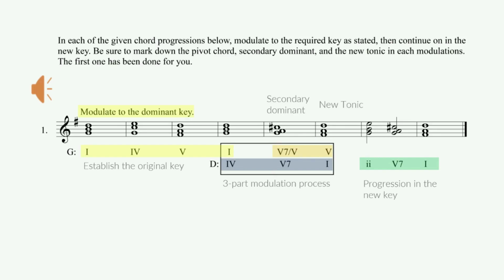The secondary dominant is labeled as 5-7 of 5 because it is D major's dominant 7th. The new tonic is indicated as 5 from G major because we have modulated to D major. Should we choose to, we can pivot back to G major anytime from this chord too. Let's have a listen to this.